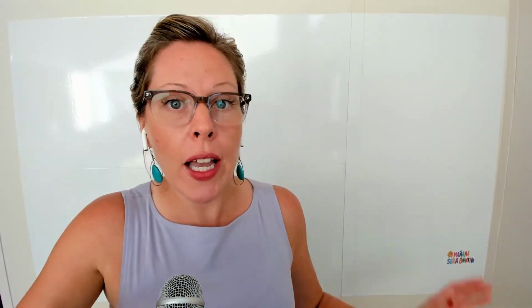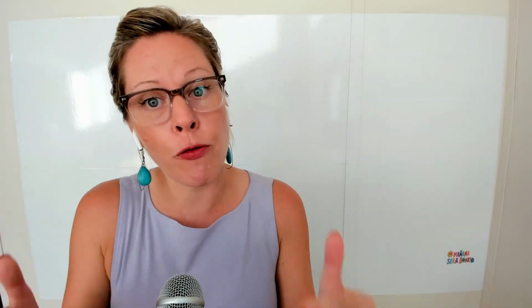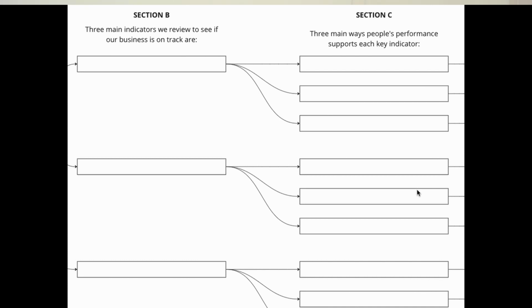Now, we want to look at the relationship between those key business indicators and the performance. Now, there could be a million different ways that people can perform to support the business goal. Let's just take a stab at getting 3 of what we think are the most important ones. So if it's sales, because of course sales is the easiest example to use. If sales is one of those key indicators of business health, well, what are the ways that people's performance would be supporting our sales goals as a business?